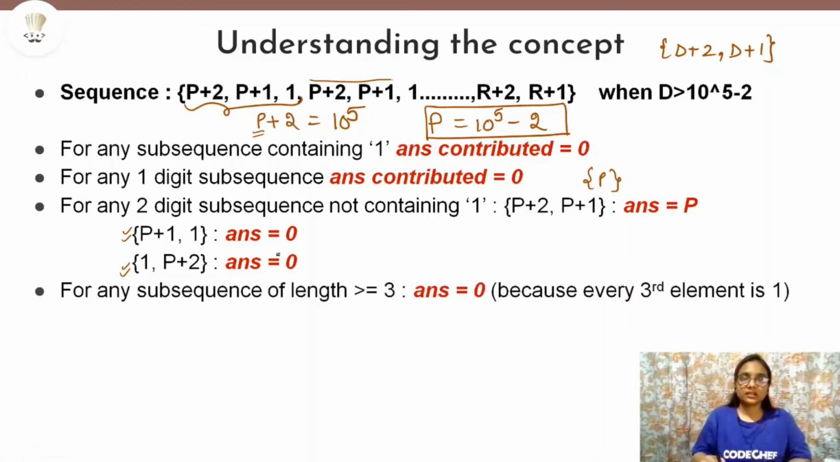Now the fourth observation is that if the subsequence is of length greater than or equal to 3, then again the answer will definitely be 0. Why? Because if you see properly, in our main sequence every third element is 1. So no matter which subsequence of 3 or more elements we pick up, there will be a 1 present in it. And if 1 is present in our subsequence, then again the answer contributed to the summation will be 0. So we can say for sure that for each segment p plus 2, comma, p plus 1, comma, 1, the answer contributed will be 10 to the power 5 minus 2.